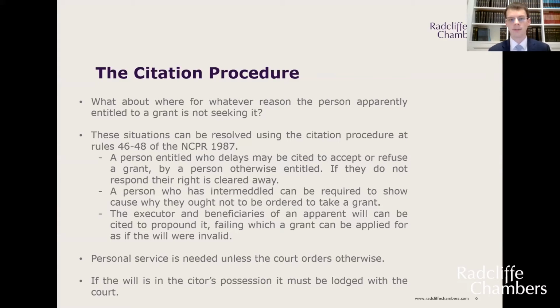And the main situation it's for is if it's a person who's entitled to the grant, say the named executor in the apparent last will, delays in doing that, then, for instance, a beneficiary under the will, who might be one of the other people entitled to a grant if the executor doesn't seek a grant, can use this procedure to require the named executor either to accept a grant or refuse it. And then if they don't respond to this, their right is cleared away, and the next person entitled can then go ahead and obtain a grant in common form instead, because the person in priority has been taken out of the picture.